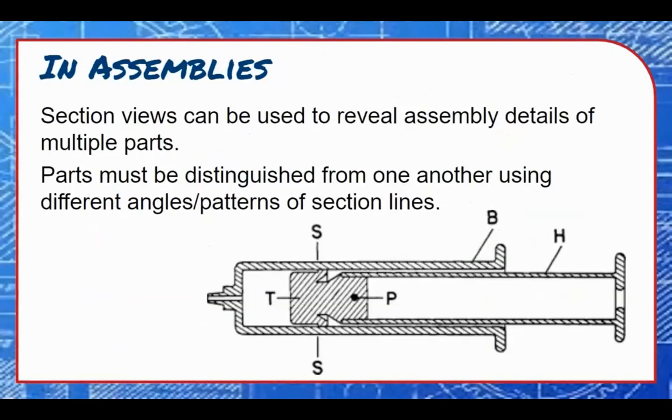Section views can be very useful for revealing the details of an assembly where some parts are hidden inside others. When section views are used this way, it is important to use different patterns and angles of section lines on different parts to clearly distinguish between them.